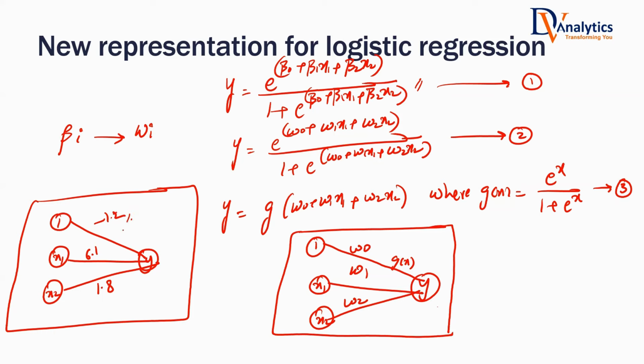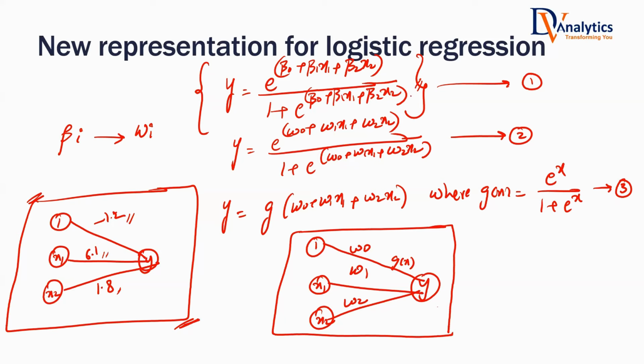Minus 1.2. What is the coefficient of x1? There's nothing like coefficient. Coefficient of x1, which is beta 1, which is like w1, that is 6.1. Coefficient of x2, we don't call it coefficient of x2, we call it weight of x2, that is 1.8. So this is the logistic regression line that we kind of know earlier, but this is the artificial neural network representation.